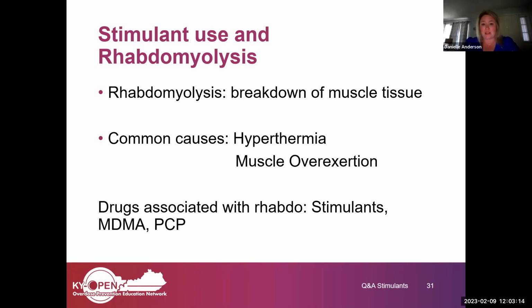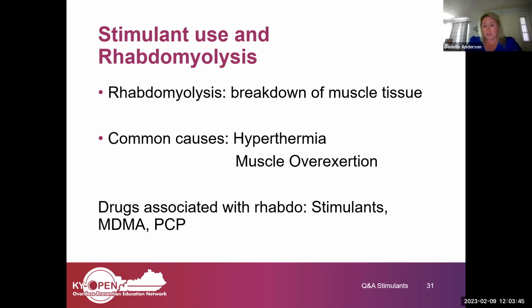With stimulants, one of the main side effects of stimulant overuse can be hyperthermia. And there is the possibility that muscle exertion could also contribute to this. If we think of somebody that's using a lot of stimulants or in a binging pattern, they may not have time to relax. They may just be going and going and going, and maybe overusing muscles a little bit.